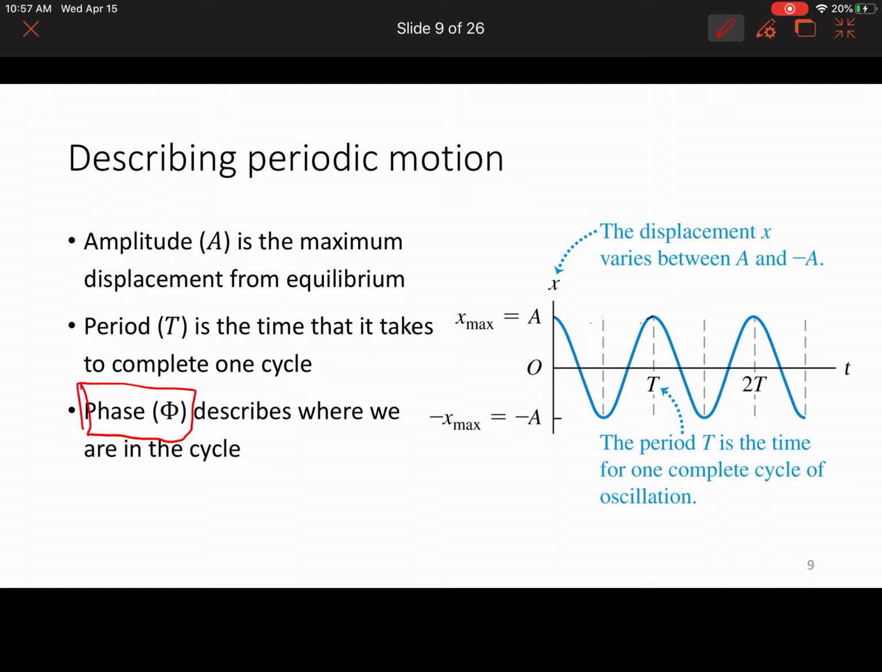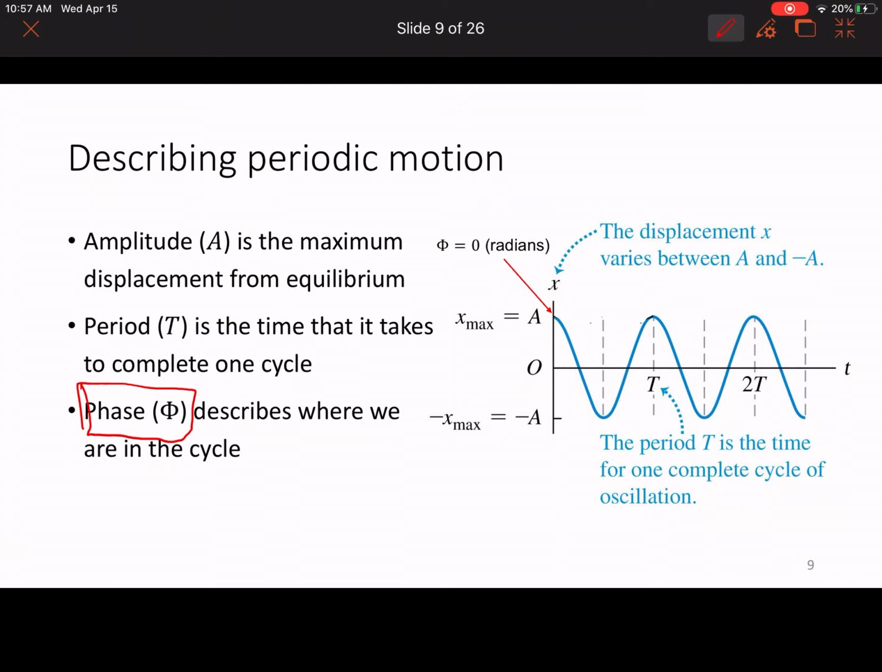And this you should think of as just an angle in radians, which tells me where I am in the cycle. Generally speaking, you just have to tell people what you're calling phase 0. So for example, let's say I define the starting point here as phase 0, then it's pretty clear what I should label the rest of the points.